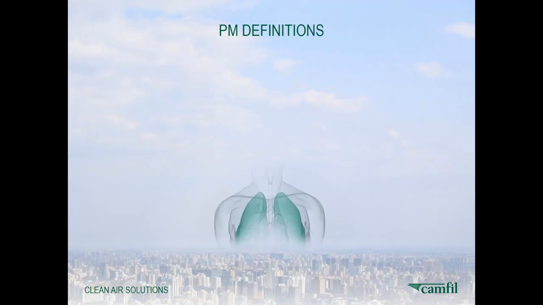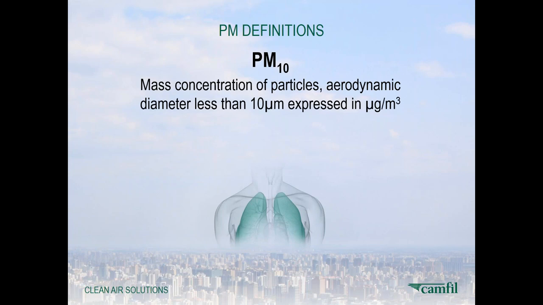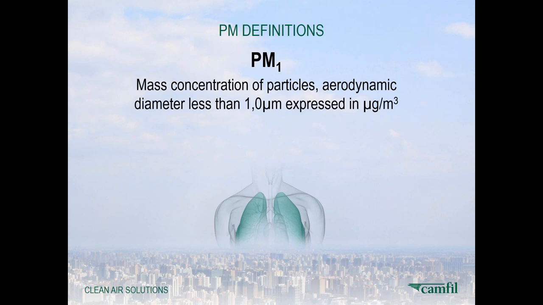So let us go into the particle mass definitions. PM10 is the mass concentration of particles with an aerodynamic diameter less than 10 micron, expressed in microgram per cubic meter. PM2.5 is the mass concentration of particles with an aerodynamic diameter less than 2.5 micron, expressed in microgram per cubic meter. And PM1 is the mass concentration of particles with an aerodynamic diameter less than 1 micron, expressed also in microgram per cubic meter.